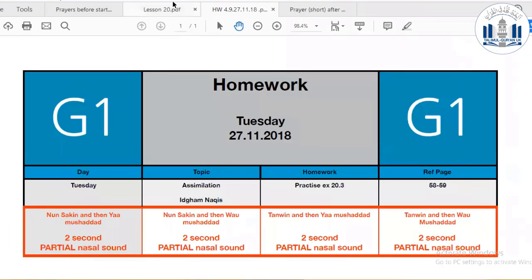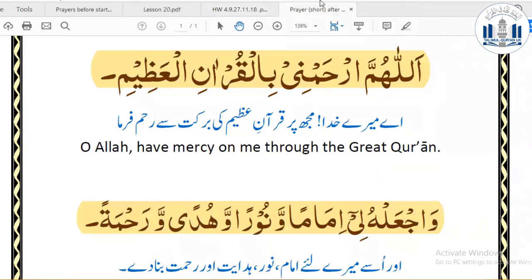I hope you've all written it down. I will choose one more student. N1282, Assalamu alaikum. Wa alaikum salam. I'm going to ask you to read this dua with me.